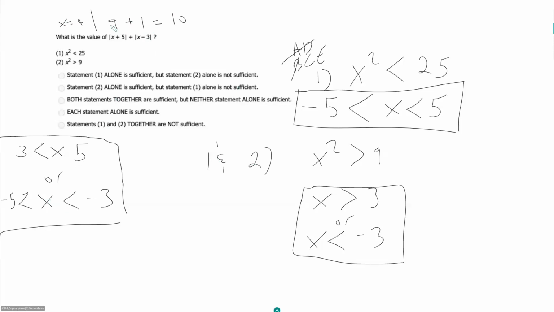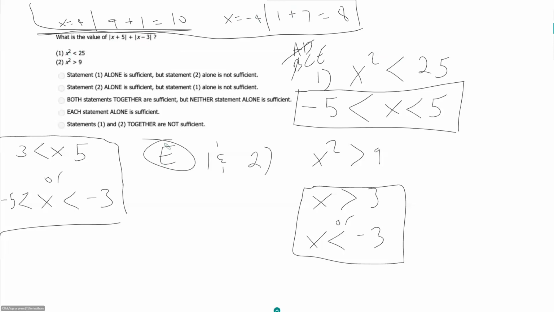And then let's say x is equal to -4, which it could be over here. What does that give us? -4 plus 5 is 1, plus the absolute value of -4 minus 3, so that will be 7. So this gives us 8. So they're still insufficient. The answer is E.